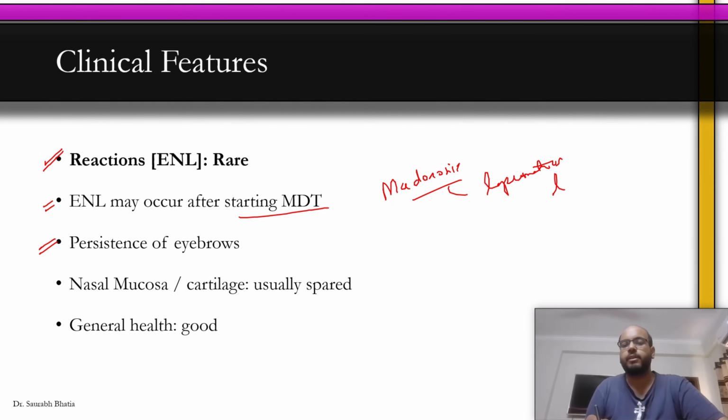Important clinical component of lepromatous leprosy. And histoid Hansen is also a component of lepromatous leprosy, but the eyebrow will be persisting. Clear? Nasal mucosa and cartilage is usually spared, and we know that in lepromatous leprosy they are involved. In fact, you have tests like nasal blowout and nasal mucosa scraping to look for AFB. The general health appears good. Okay, patient doesn't appear sick or severely clinically involved. Let's move forward.